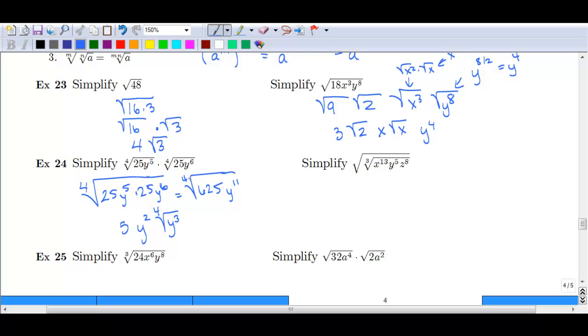That's another way to look at it. You can say 11 divided by 4 is going to give me 2, remainder 3. So the 2 comes outside, the remainder stays inside the root, and we make sure we have that index of 4.